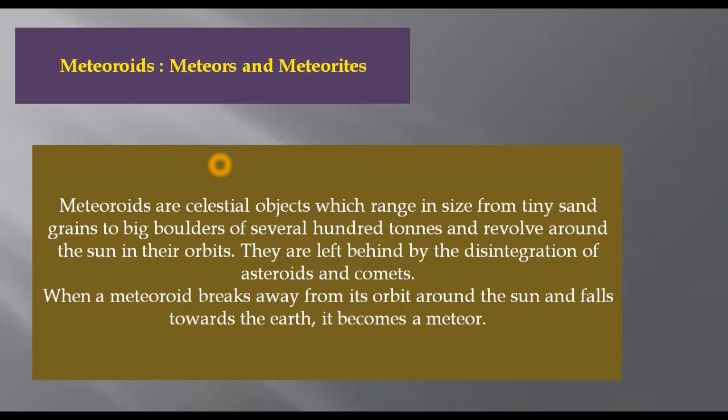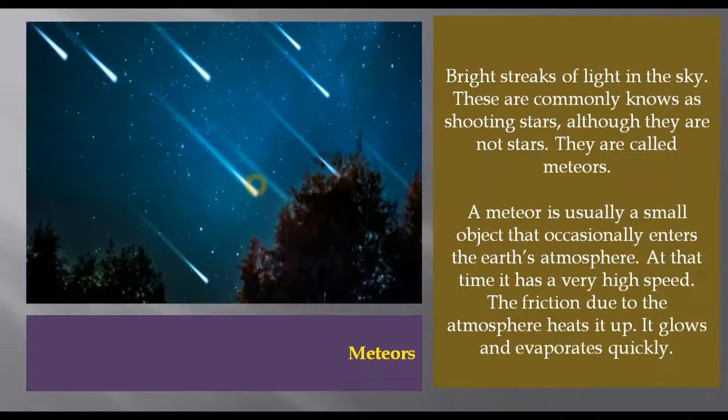And what happens is, because of some reason, when these meteoroids break away from their orbit around the sun, they will fall towards the earth and they will become a meteor. That means whenever meteoroids break away from orbit and fall towards earth, it becomes a meteor. So you can say that a meteoroid is actually a small body in the solar system that would become a meteor if it entered the Earth's atmosphere. And it is the visible path of a burning meteoroid that enters the Earth's atmosphere, which is called a meteor.